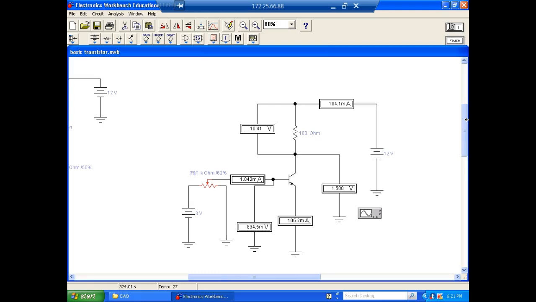So that means for every current I put in, the collector current is going to be 100 times that. That's a pretty good gain, man. I wish I could get that on some of my investments.